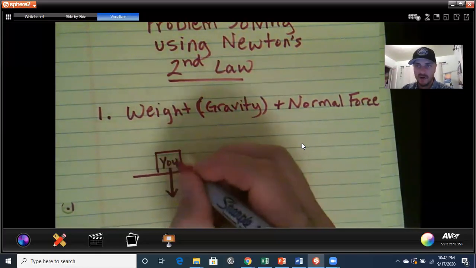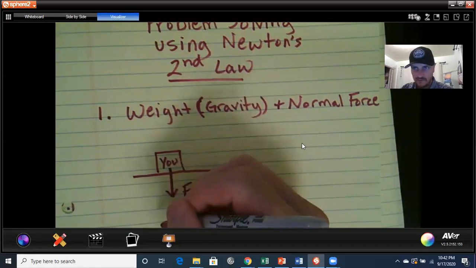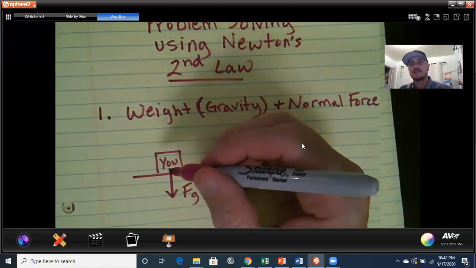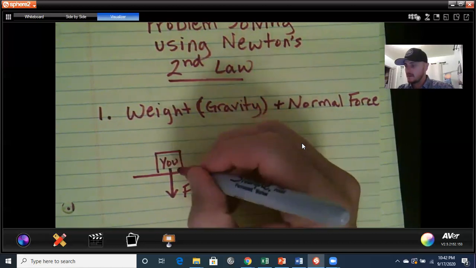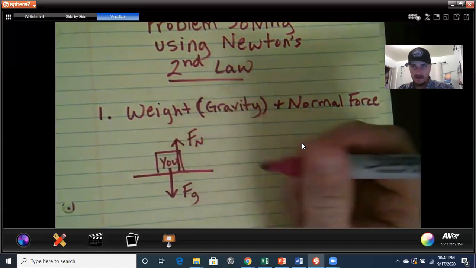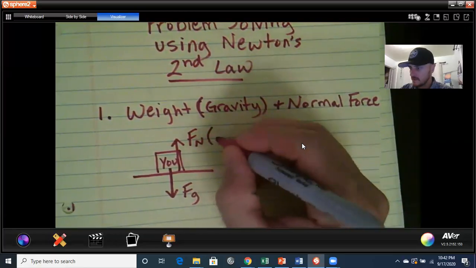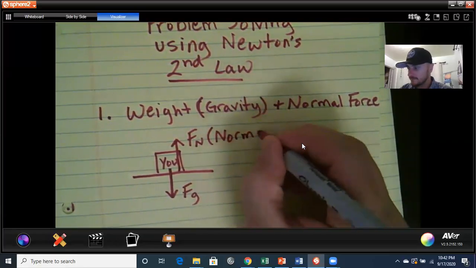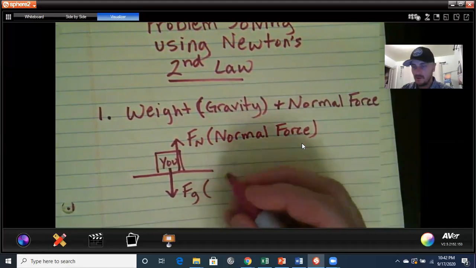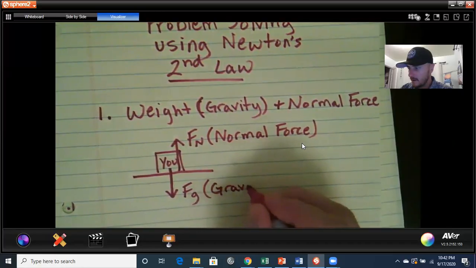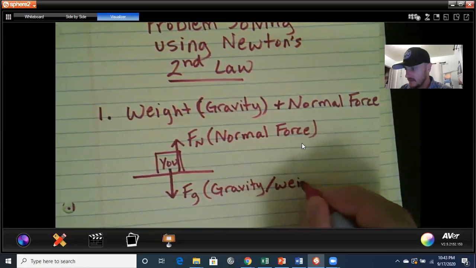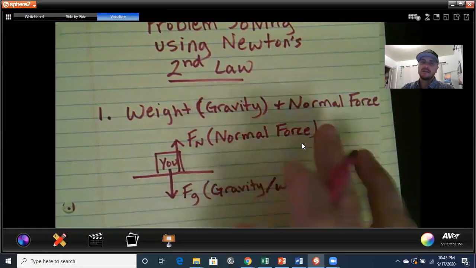However, we know that this box doesn't actually crash through the floor. Most surfaces are strong enough to hold a box because what the surface does, it pushes back. The surface actually pushes back with a force that I'm going to call F sub n. Now this is the normal force. So next to this, I'll put normal force. And by the way, down here, I'm going to put that this is gravity, otherwise known as weight. Same difference.